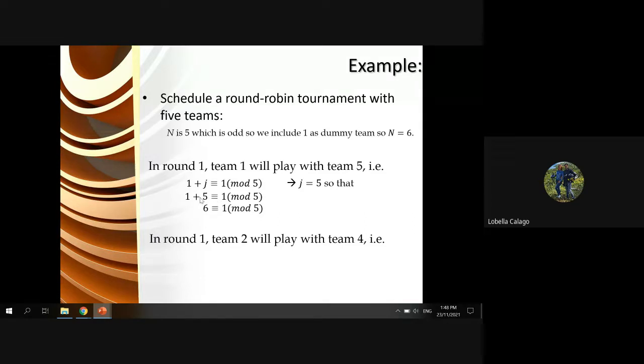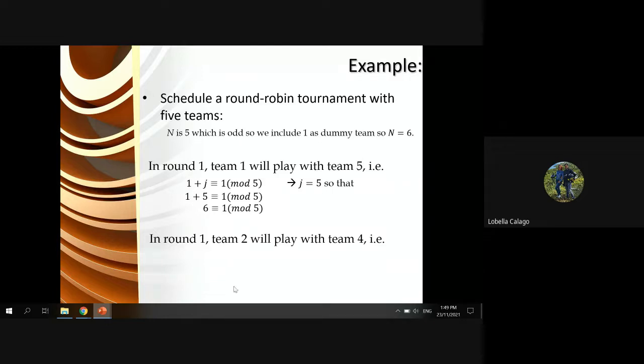Bakit daw? Anong number i-add natin kay 1 para magbibigay sa atin ng 1 congruent, 1 mod 5? So, just add 5 plus 1, it gives us 6. So, ano yung i-add natin dito sa 1 para magiging 6 siya? So, therefore, ang kailangan natin ay si 5. Yun po yung ibig sabihin dyan. So, you need team 5 to fight with team 1 in round 1.